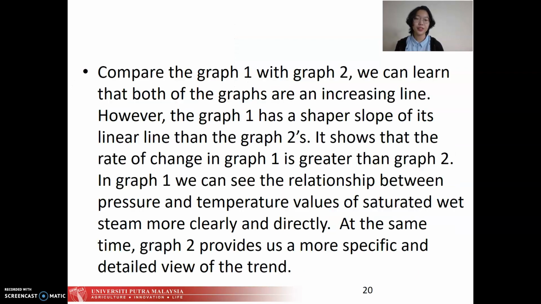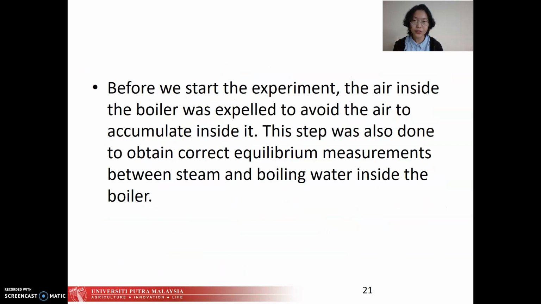Let's do a comparison. Comparing graph 1 with graph 2, we can learn that both of the graphs are an increasing line. However, graph 1 has a sharper slope than graph 2's. It shows that the rate of change in graph 1 is greater than graph 2. In graph 1, we can see the relationship between pressure and temperature values of saturated steam more clearly and directly. At the same time, graph 2 provides us a more specific and detailed view of the trend.